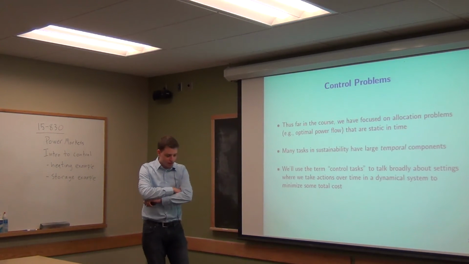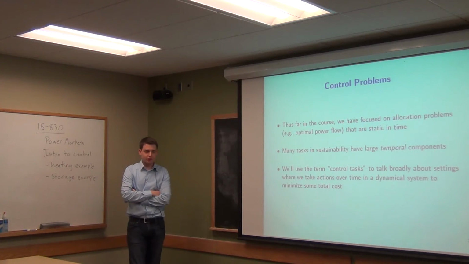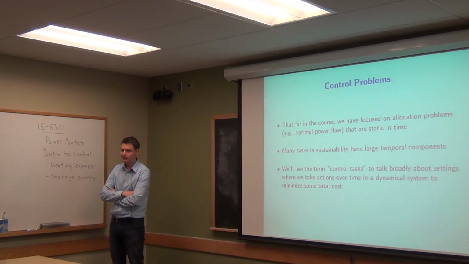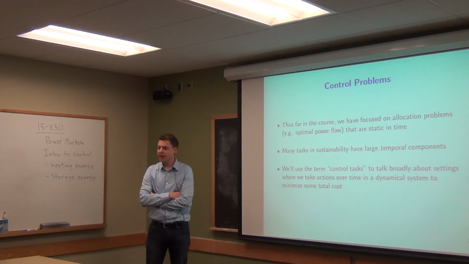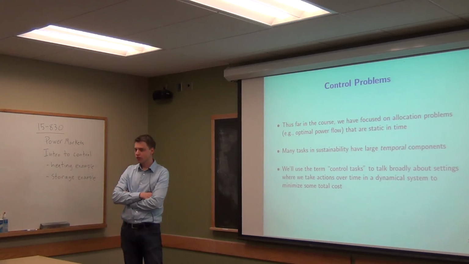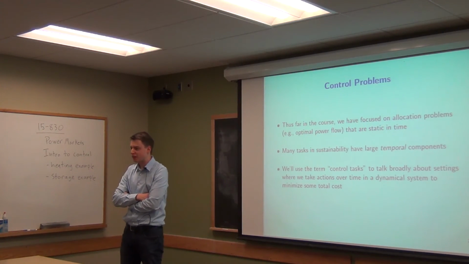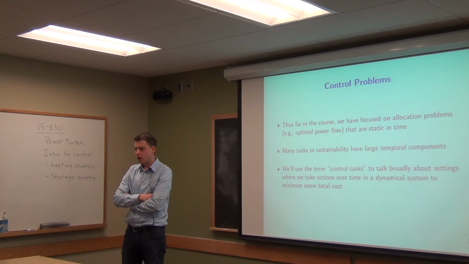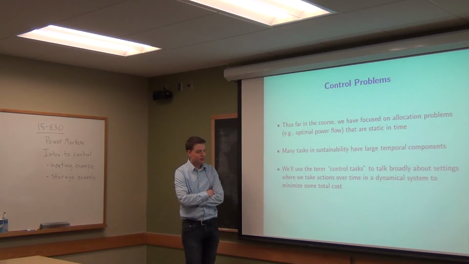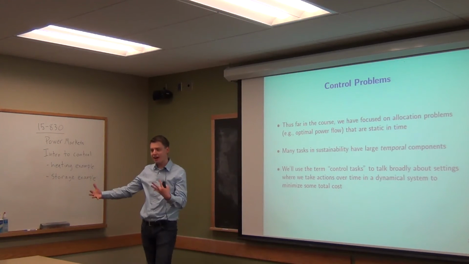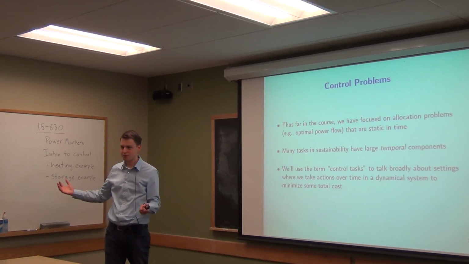So far in the course, we've really been focused on what I'll call allocation problems, or just prediction problems that aren't really dependent on time. I mean, they might depend on time, but there isn't really a temporal nature to these things, right? So for optimal power flow, for example, we had some loads, and we wanted to say, right now, how should we schedule generators to meet these loads?